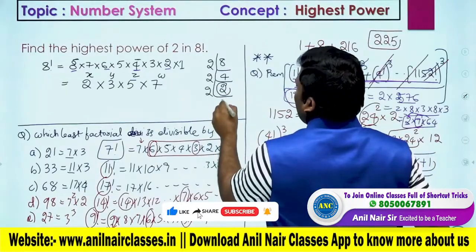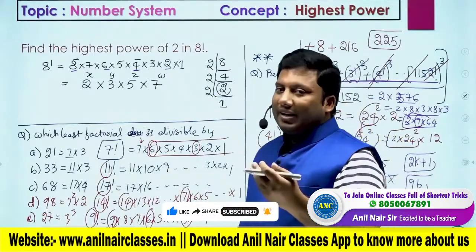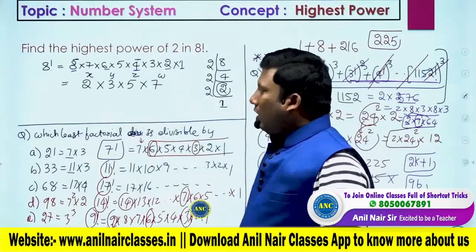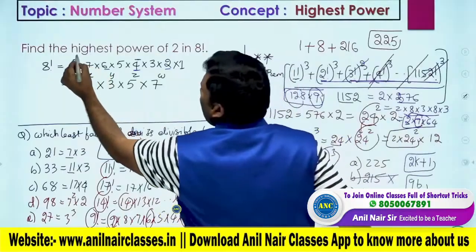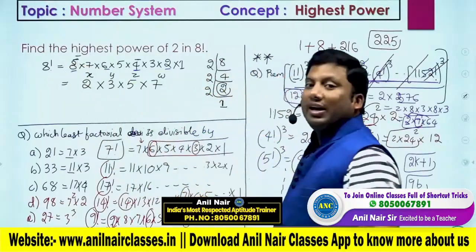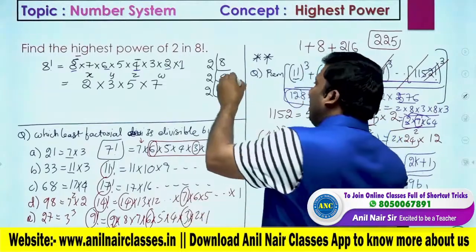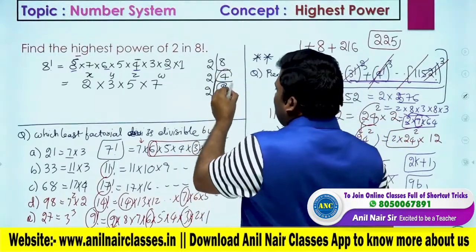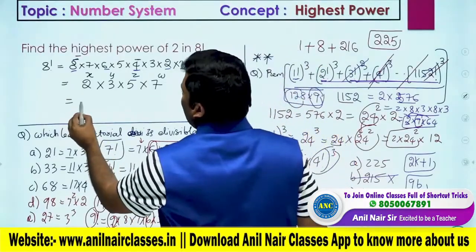2 1s are 2. There is 1 multiple of 8. A power of 8 will have a power of 2 also. So what is that one? This is nothing but 8. I hope what I wrote down is clear to you. It's extremely important for you to understand why we are adding this: 4 plus 2 plus 1, it is 7.